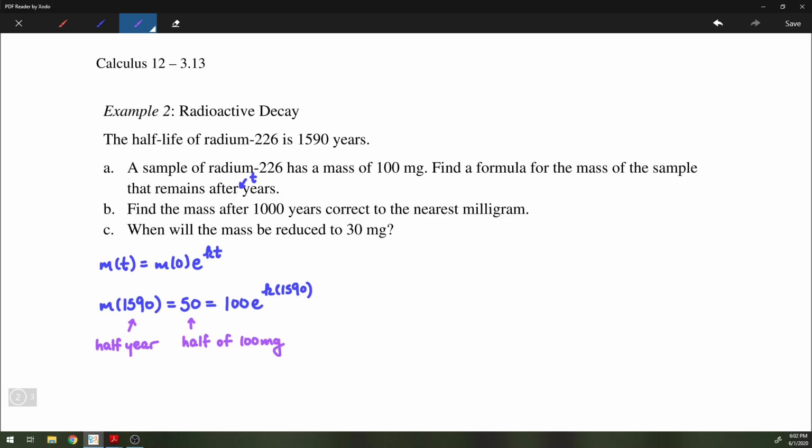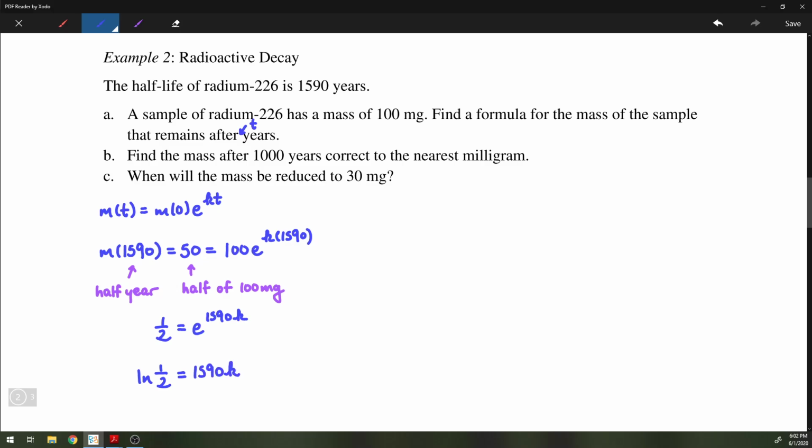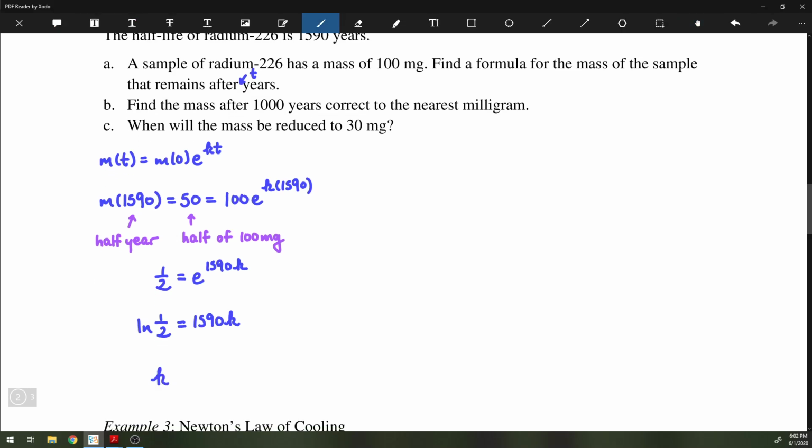Okay, so now we can go ahead and solve this. We can divide both sides by 100. Of course, we get 1/2 is equal to e to the 1590k. And then if you take the natural logarithm of both sides, this would be ln 1/2 is equal to 1590k. And then one more step to isolate k: k is equal to ln 1/2 all over 1590.